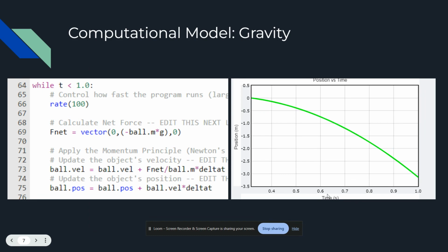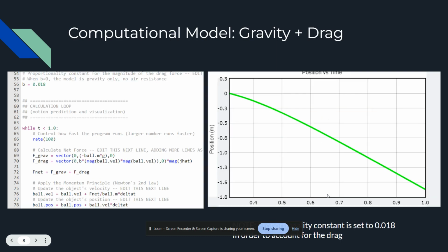So here in the first part of my computational model, I utilized the position and velocity update formulas to represent the force of gravity, as there is no drag for this portion. Therefore, F net is equal to the vector as shown. As we can see, there is a downward trend that shows a likewise trend to the one we found in the graph from Tracker.